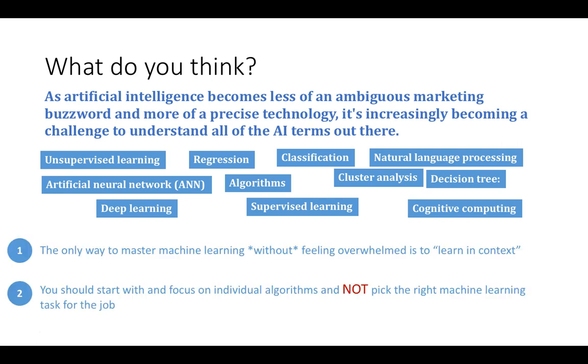So below I have two statements on how to learn this terminology. Let's read them, and please think along with me and suggest whether each statement is true or false. The first statement is: the only way to master machine learning without feeling overwhelmed is to learn it in context. Do you agree with me or not?